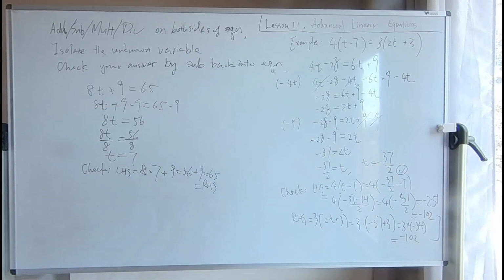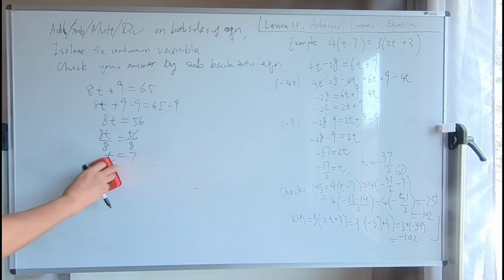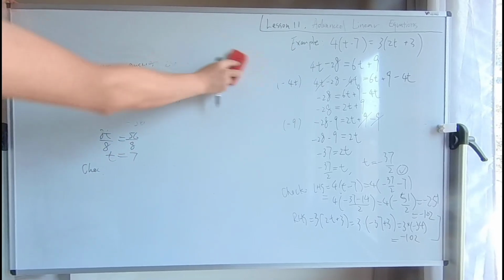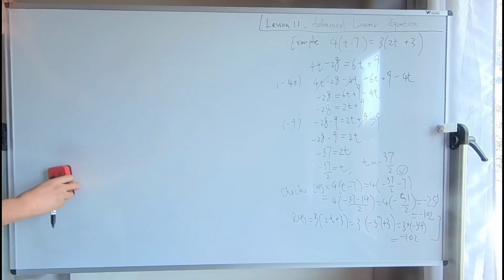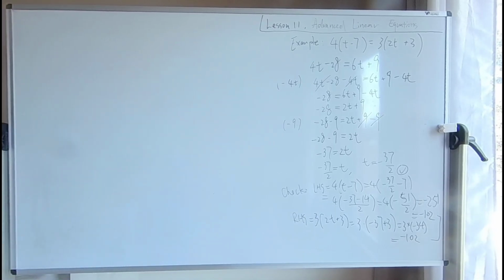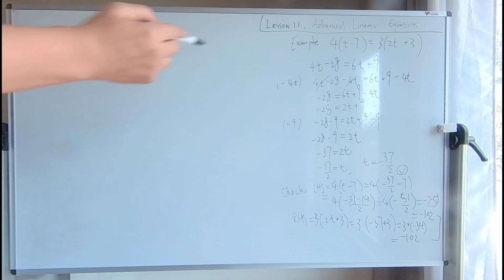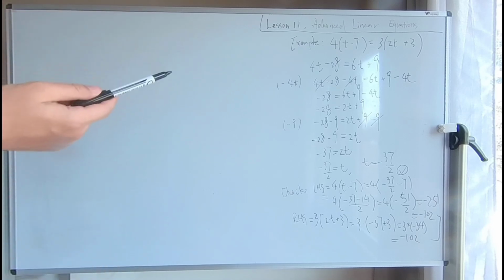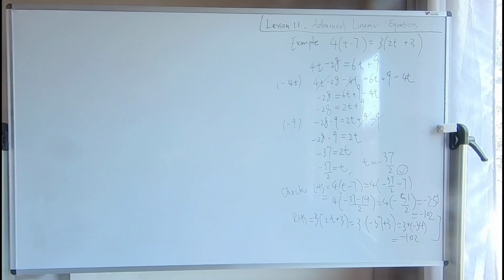I've checked that. So what we have learned from this previous example: in this example we have a bit more complicated situation in that we have the unknown variable t on both sides of the equation.